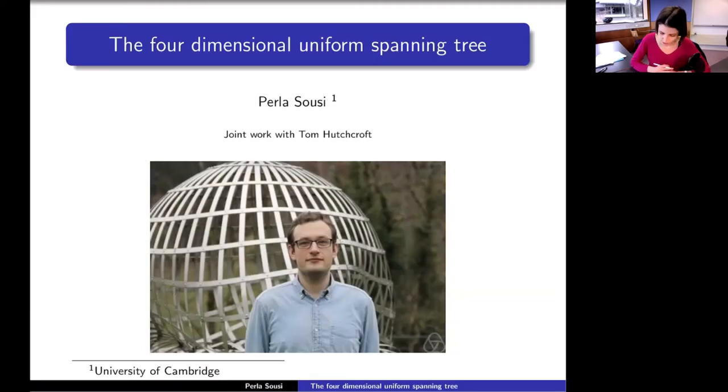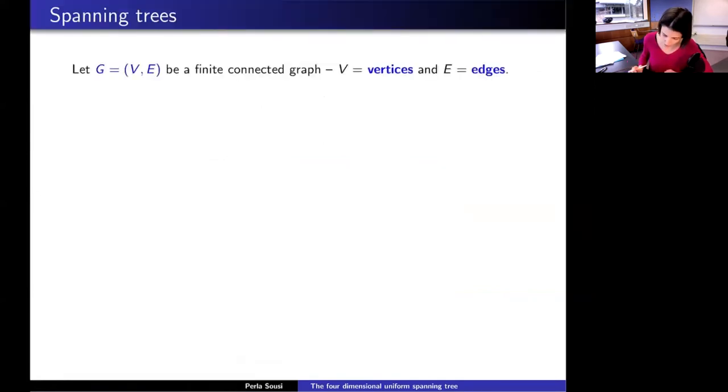So I'm going to talk about joint work with Tom Hutchcroft, where we studied the geometry of the four-dimensional uniform spanning tree. I'm going to start the talk by giving a little bit of background, fixing notation, and stating our results. Then in the second part of the talk, I'm going to explain some of the ideas behind the proofs.